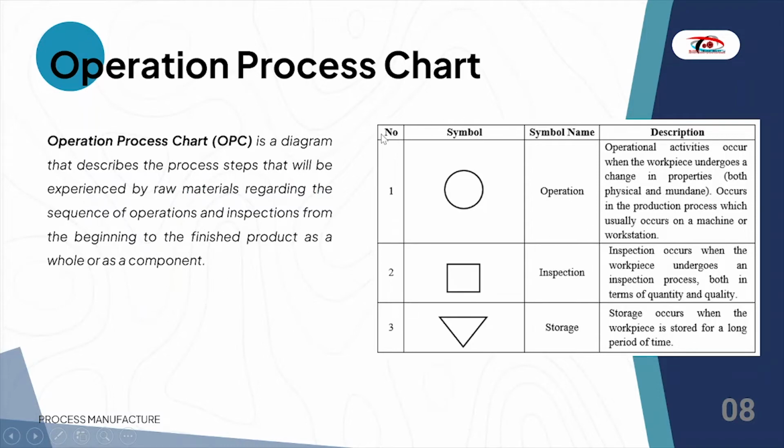In this table, as you can see on your screen, there are a circle, a rectangle and a triangle. The circle symbol is operation, activities that occur when the workpiece undergoes a change in properties. The rectangle is inspection, which occurs when the workpiece undergoes an inspection process, both in terms of quantity and quality. The last one is the triangle, which shows storage, and storage occurs when the workpiece is stored for a long period of time, or we can say it is the same as inventory.